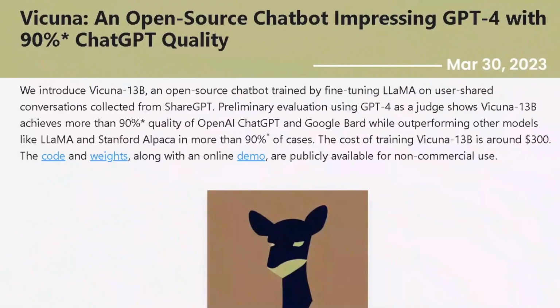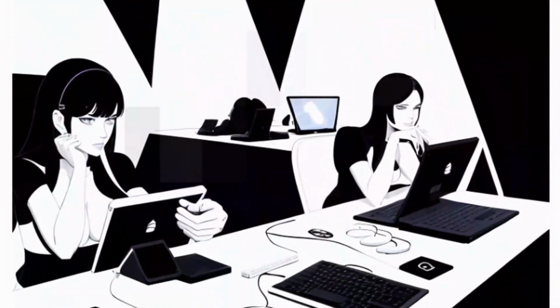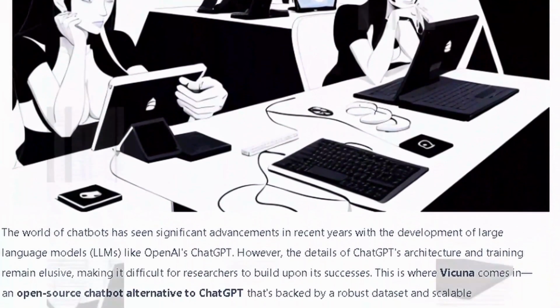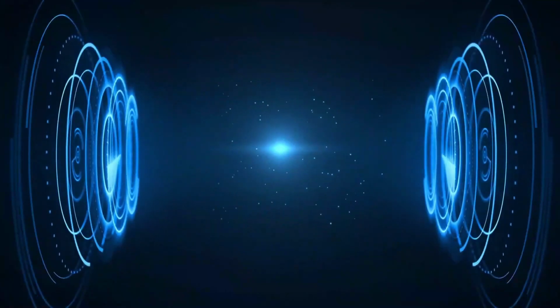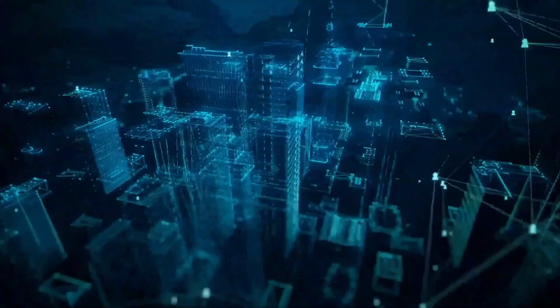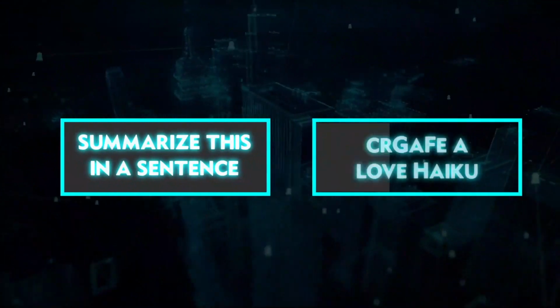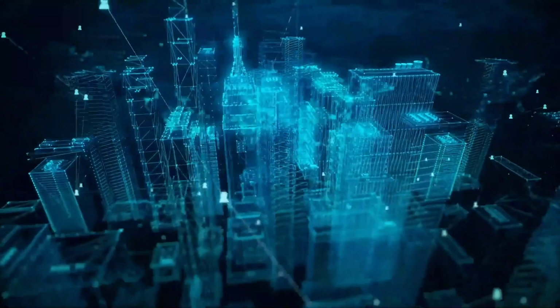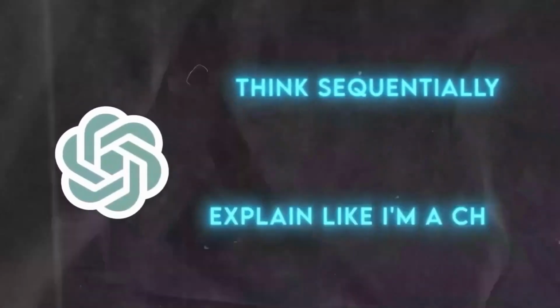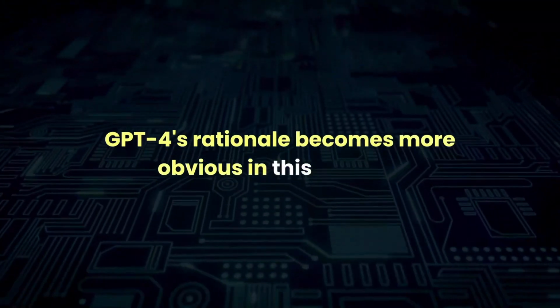So, ORCA is built on Vicuna, a prior open source model that was fine-tuned using GPT-3.5 question-answer pairs. ORCA expands Vicuna by introducing explanation tuning, a new approach that enables it to learn from complicated GPT-4 explanation traces. Explanation tuning is a novel strategy that improves a model's ability to follow particular instructions. By improving an AI with cues like summarize this in a sentence or create a love haiku, we may make it better at certain jobs. However, explanation tuning goes beyond that. It trains the model to divulge its thinking process with suggestions such as think sequentially or explain like I'm a child. GPT-4's rationale becomes more obvious in this manner.